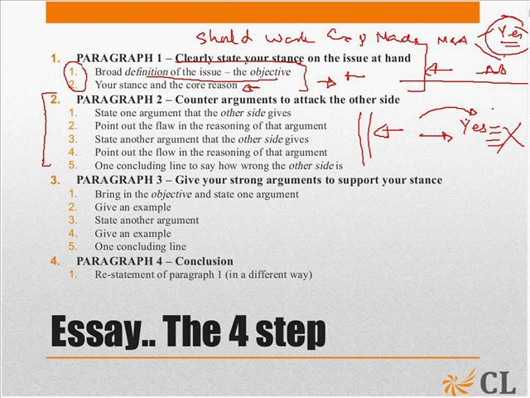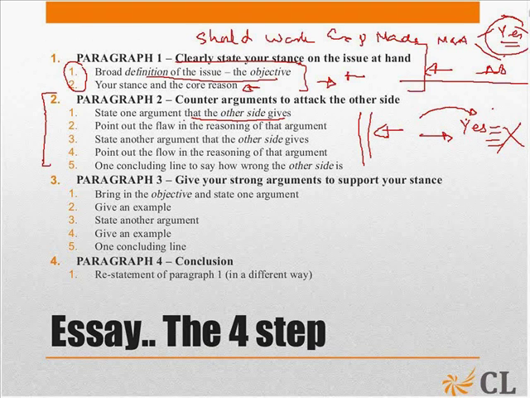So I will state one argument the other side gives. For example, the one argument the other side gives could be the fact that work experience brings in experience. So I might start the paragraph by saying that the advocates of work experience being made compulsory say the reasoning is that work experience brings in experience. However, once that argument is put forward, I point out the flaw in that reasoning.